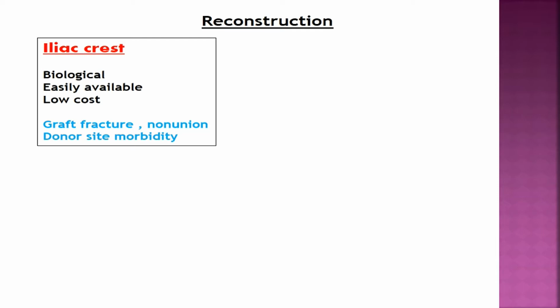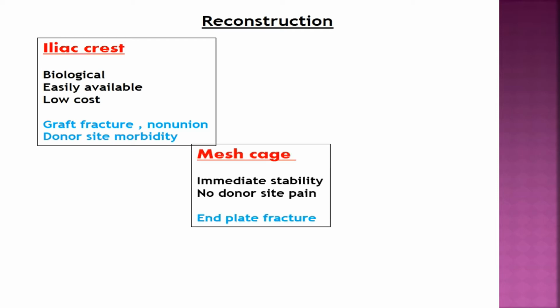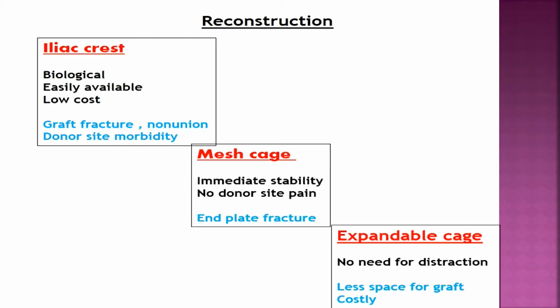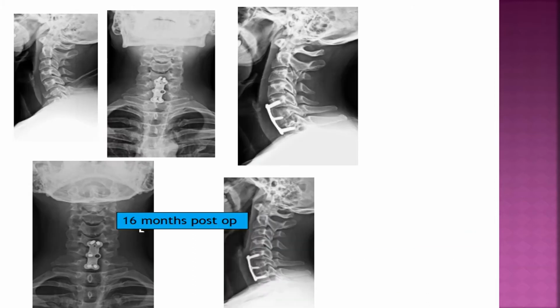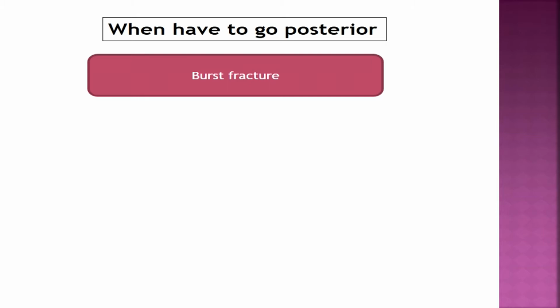You can use the iliac graft, which is low cost, but there is a donor site morbidity, or you can use a mesh cage, or you can use an expandable cage. This patient underwent an anterior corpectomy followed by an iliac crest graft, eventually going on to have a good fusion. Therefore, is there a role to do a posterior surgery in a patient with burst fractures?